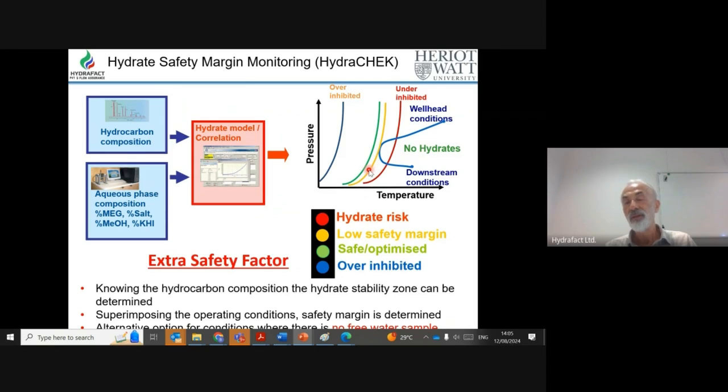there is risk much lower, but we don't have a lot of safety margin. And here, green is ideal, but here we are injecting too much inhibitor. So obviously we are causing a lot of costs and also damaging the environment. If we don't have any water phase, we have a technique to detect the hydrate stability zone without any water phase.